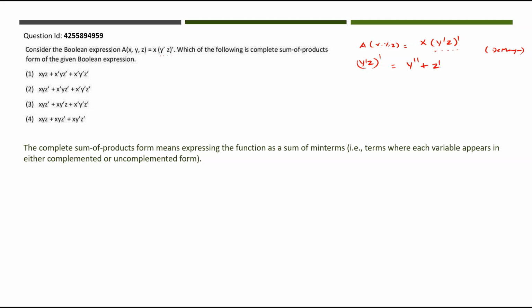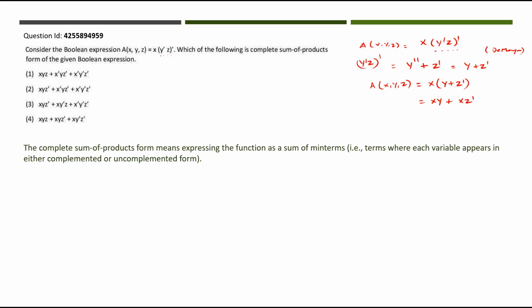and this will become y double dash plus z dash. This will give y plus z dash. Now you have to apply it in A. A of x comma y comma z is equal to x into y plus z dash. So apply the multiplication here. It will be x into y plus x into z dash.